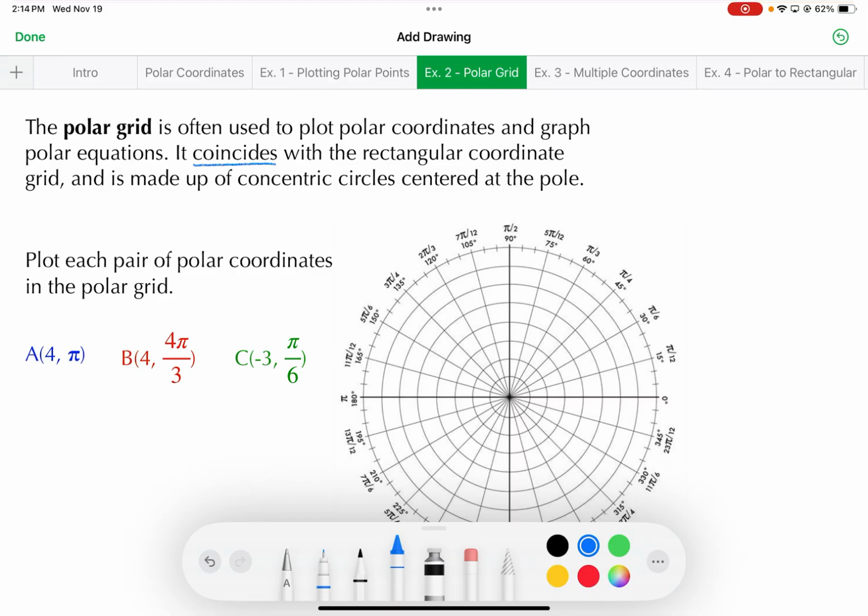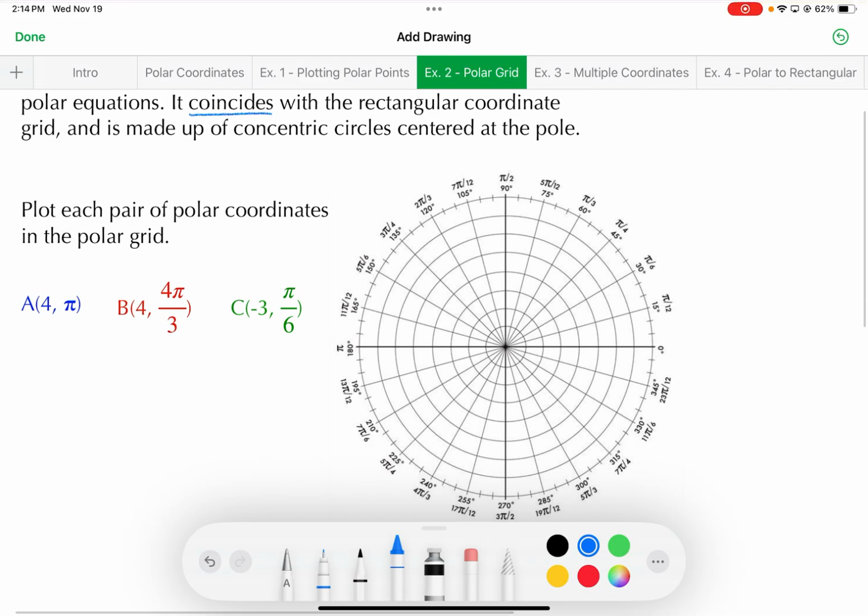The grid is made up of concentric circles, and they're all centered at the pole. In the grid here, this circle right here would be considered a circle of radius 1. The next one would be a circle of radius 2, etc. You also have some lines in there that are labeled with angles. We typically do this in increments of 15 degrees, all the way around the circle.